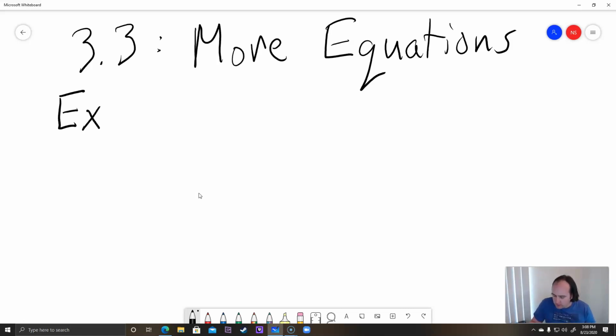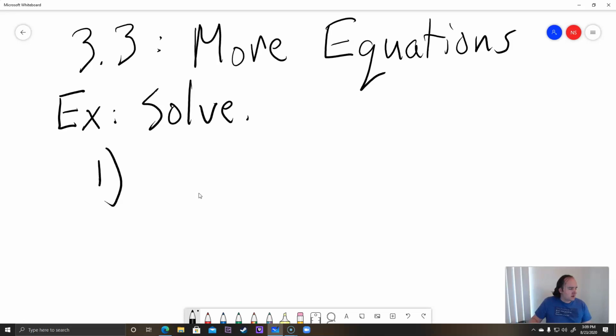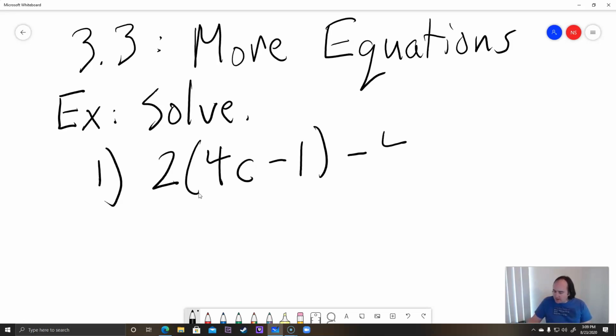Okay, so example. The instructions are solve. For example number 1, we're actually going to be solving the equation 2 times the quantity 4c minus 1, so 2 times parentheses 4c minus 1, minus 4 equals 4c plus 6.